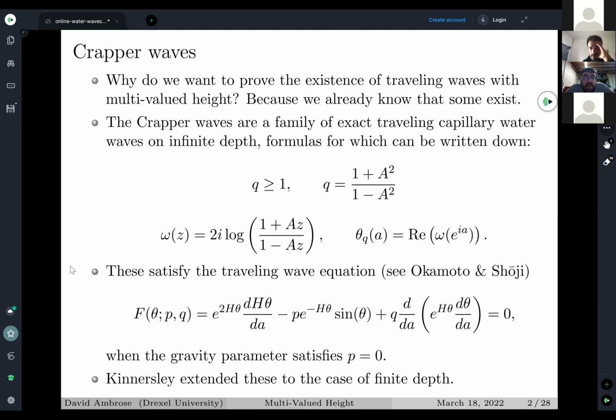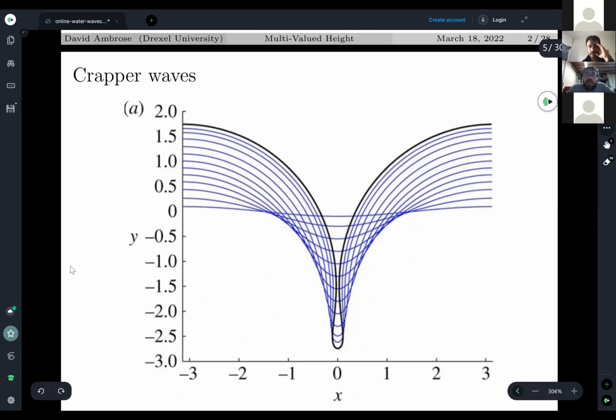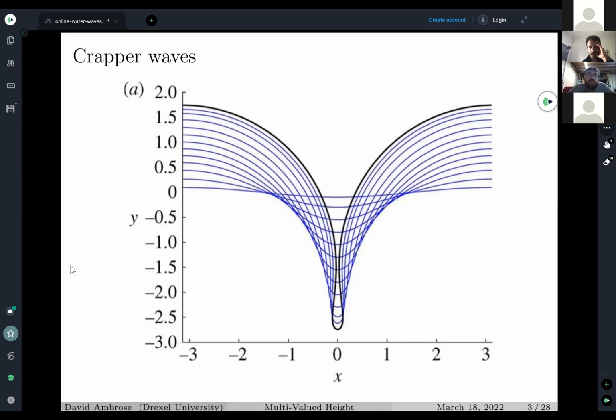And then these have been extended in some cases, such as Kinnersley extended these to cases of finite depth. So that means that Kinnersley was able to write down a corresponding formula. So there's different special functions involved, but you have an exact formula for them in the case of finite depth. And so the Kinnersley waves, again, are pure capillary waves, gravity equals 0.